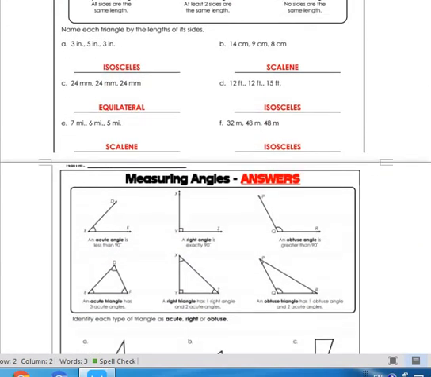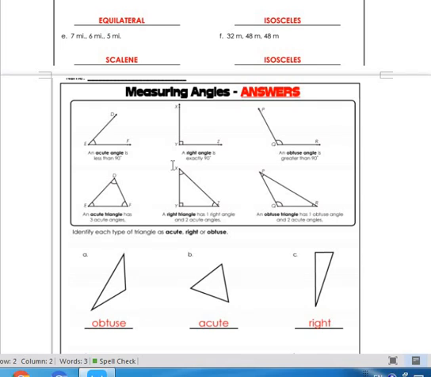Okay, measuring angles, we can classify triangles according to the measure of their angles. Do you remember with me the acute angle? The acute angle is an angle less than 90 degrees, and I have told you to remember the acute angle like an acute baby is small, so this is a small angle, less than 90 degrees. And this is a right angle, it stands right here, so it's exactly 90 degrees. It's called a right angle. And here it's an obtuse angle, it's greater than 90 degrees and less than 180 degrees.